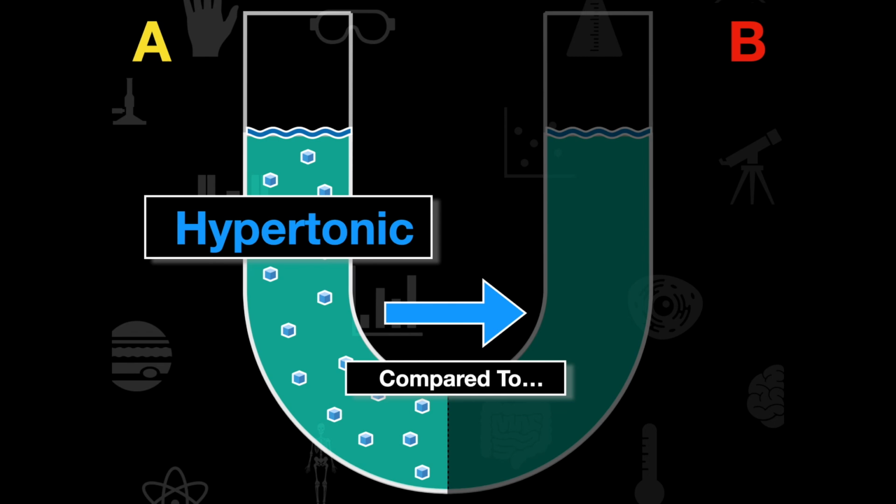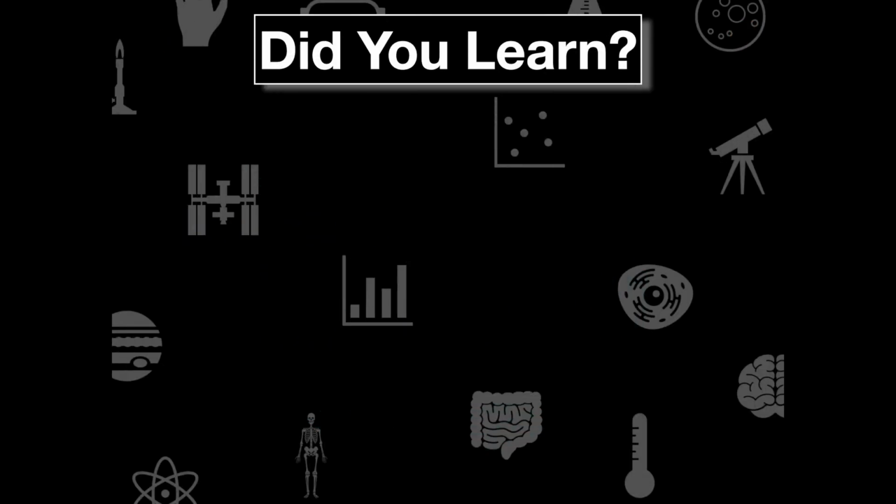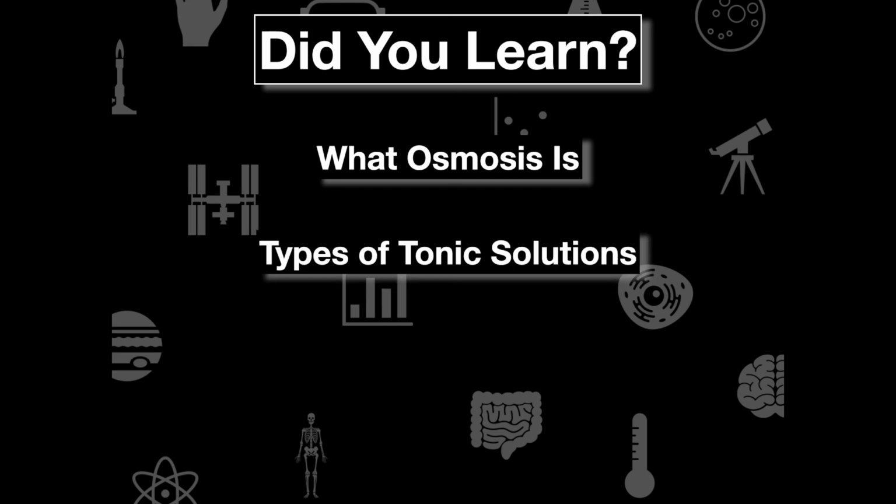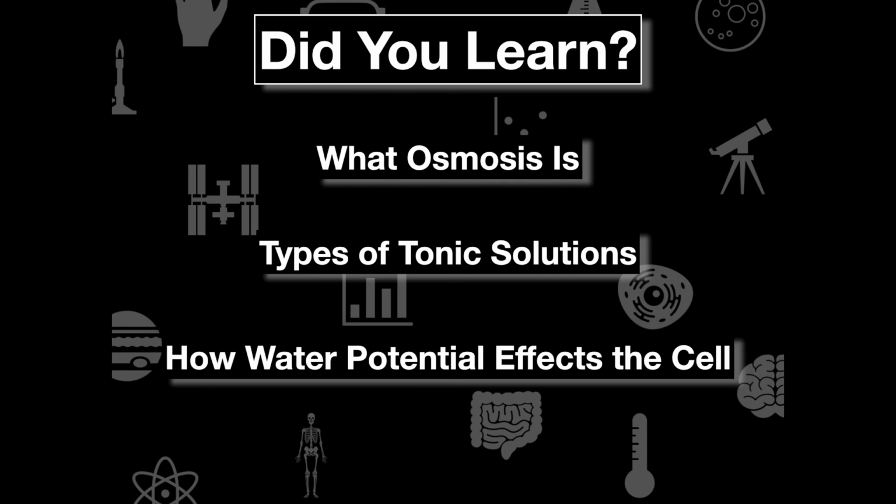So that was a lot of content in that video. Let's make sure we understand a few things. Do we understand the rule for osmosis and what osmosis is? Do we understand the three types of tonic solutions? That is hypertonic, hypotonic, and isotonic. And then do we understand how water potential is going to affect the cell? Is the cell going to swell or shrink depending upon what solutions it's in, or is it going to remain the same? This is the end of the video.